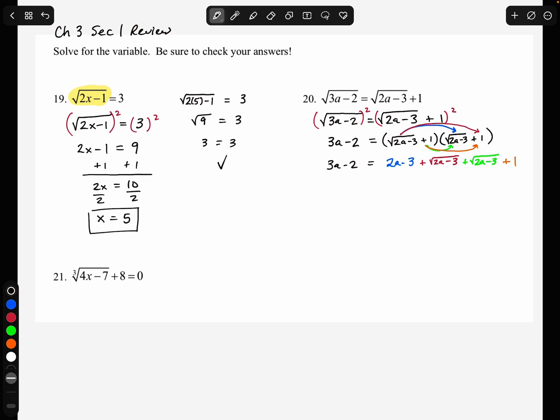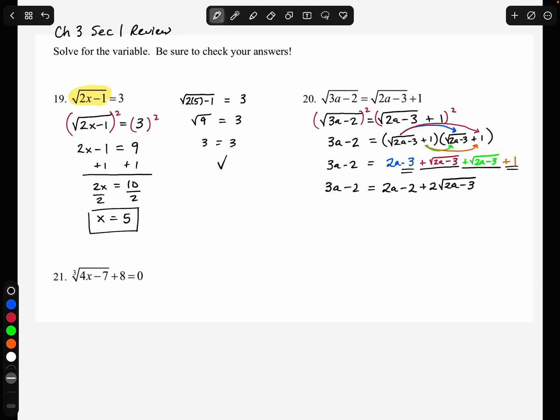Our goal here now on the right side would be to simplify it by combining the like terms. I still have this 2a, but I have a minus 3 and a plus 1, which should then turn that into a minus 2. Sorry, my pen messed up there. It'll be a minus 2. And then you'll see we have 2 of the square root of 2a minus 3. So it'd be plus 2 square roots of 2a minus 3. Right now still equals 3a minus 2.